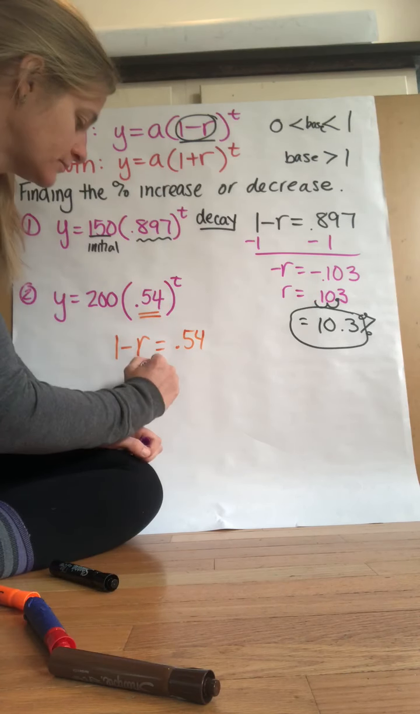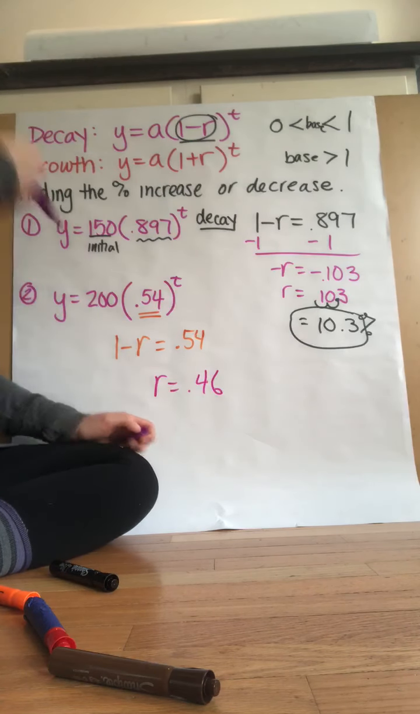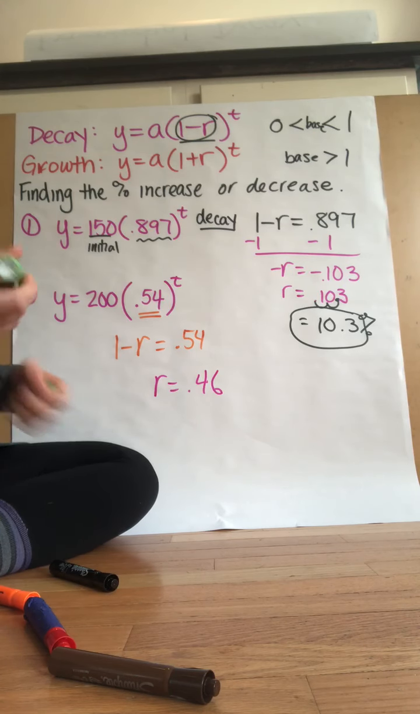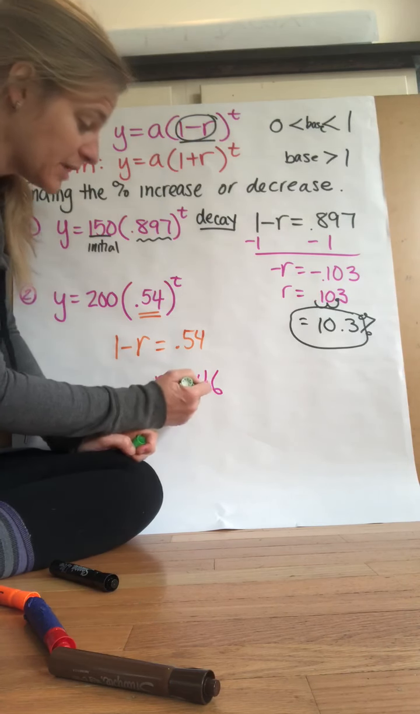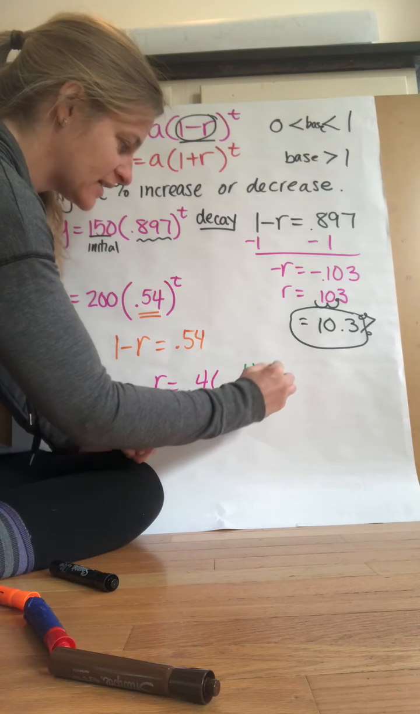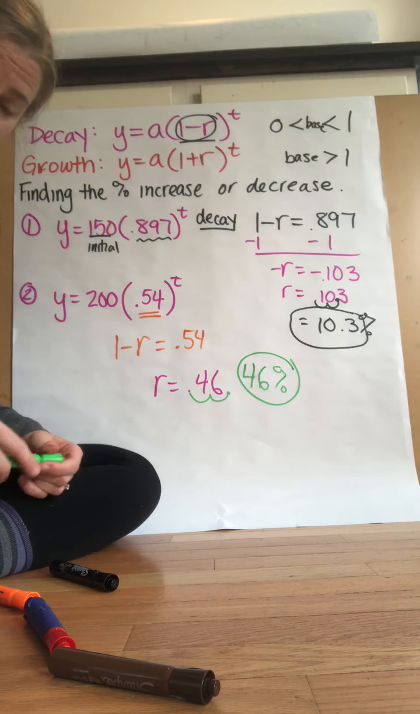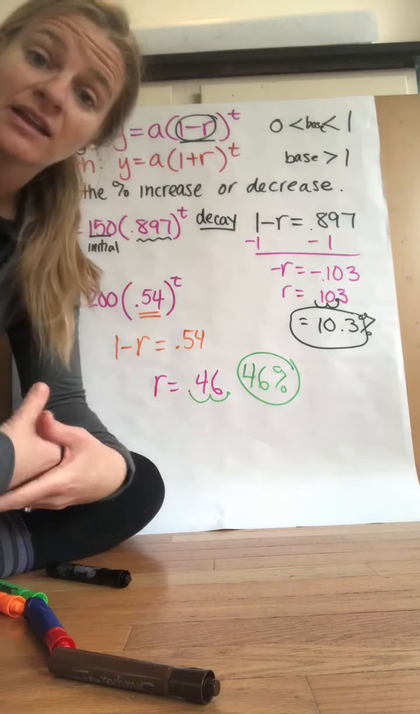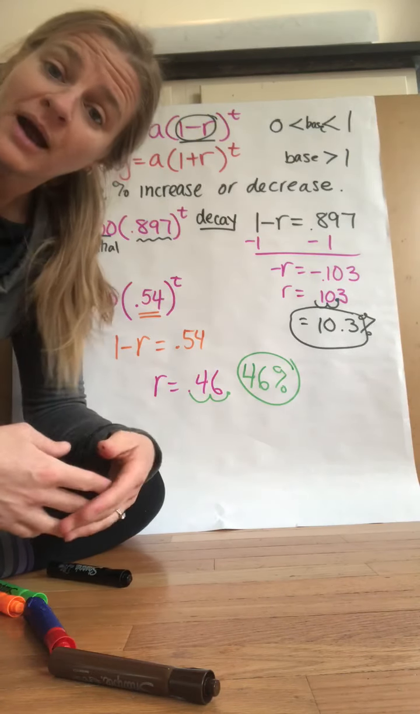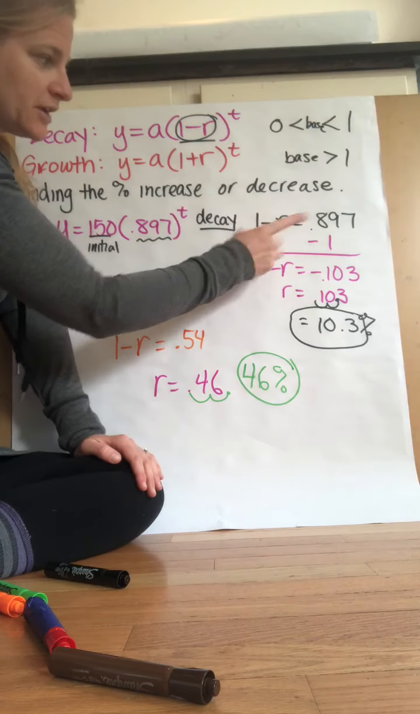0.46. r equals 0.46. Now you know that this is a decimal, and that decimal needs to be represented as a percentage. So we multiply by 100. The rate of decay is 46%. Okay? You are going to have practice on this along with exponential growth or decay word problems. So use this video to help you. There's one little trickier step here.